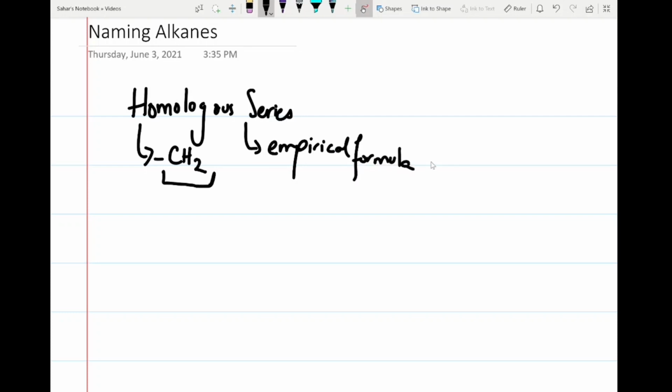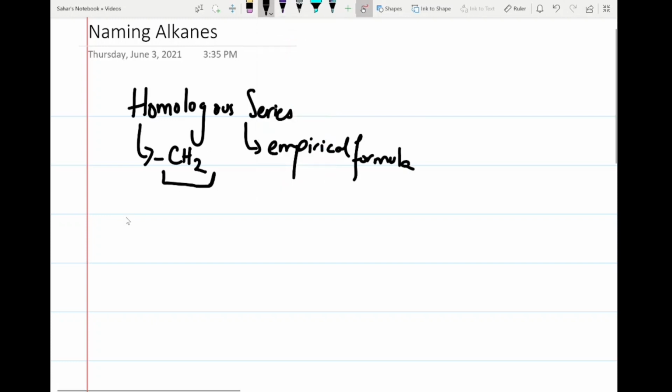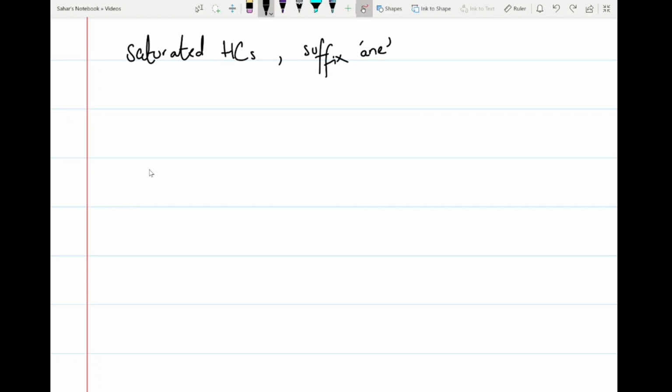Now that we've established what a homologous series is, let's get into naming the alkanes. Now, our alkanes are considered to be saturated hydrocarbons, saturated HCs, and the names of alkanes end with the suffix -ane. And the prefix of alkanes is determined according to the number of carbons which are present in the compounds.